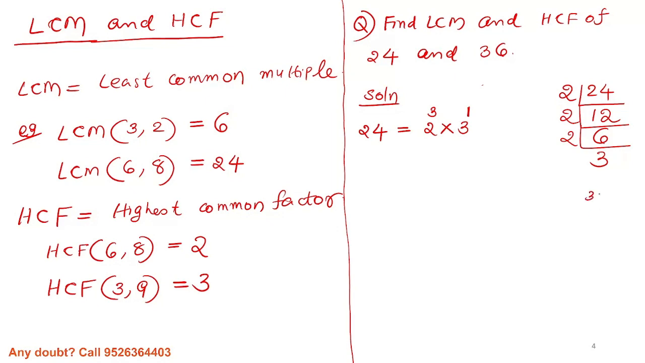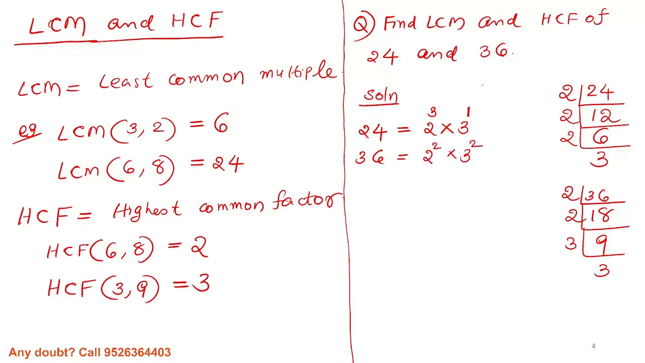And now 36. Divided by 2, you will get 18. Divided by 2, you will get 9. Divide by 3, you will get 3. Divide by 3, no more division. So 36 is equal to 2 square into 3 square.